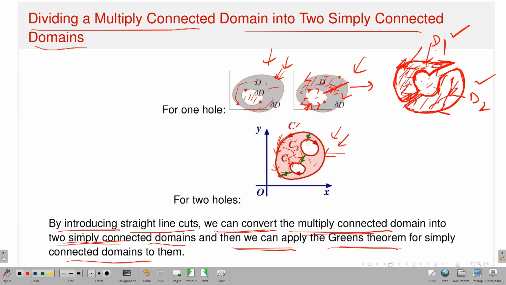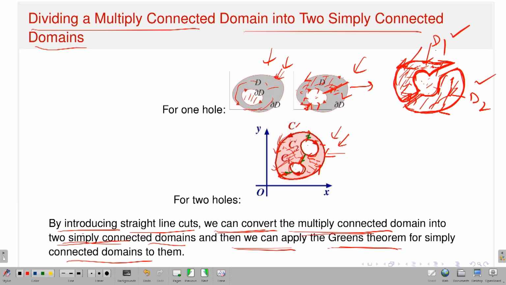Another one: maybe I can start from here, going in this direction. Once I reach here, I will come back in this direction, then move in this direction, then come back here, then go in this direction, and then I will reach. So, one part is this one, another part is this one. Therefore, I can break my multiply connected domain into two parts by introducing straight lines, these three straight lines.